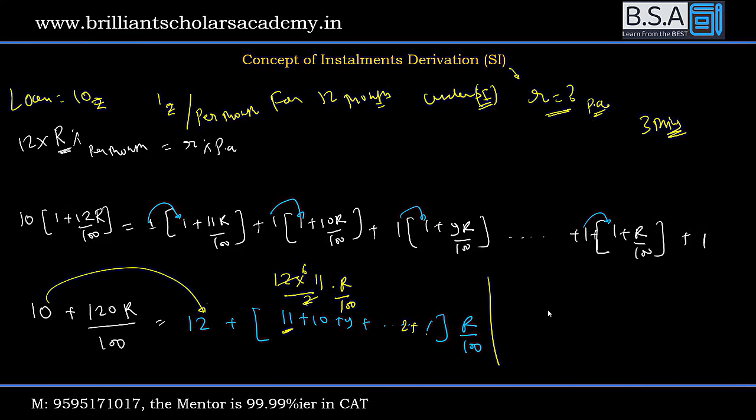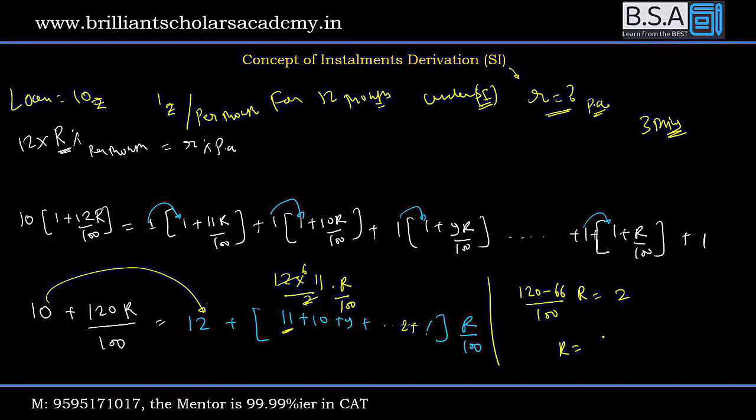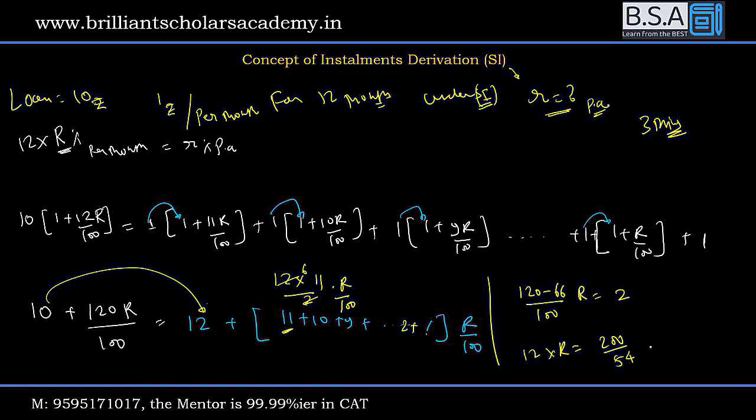So what you will have here is, please observe, this goes on the left side. It will become 120 minus 66 upon 100 R is equal to 2 rupees. That is, R is equal to 200 upon 54. And this is interest for only 1 month. So what is the annual interest? 12 times.